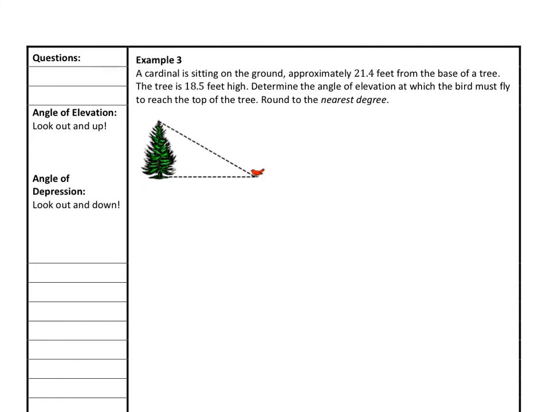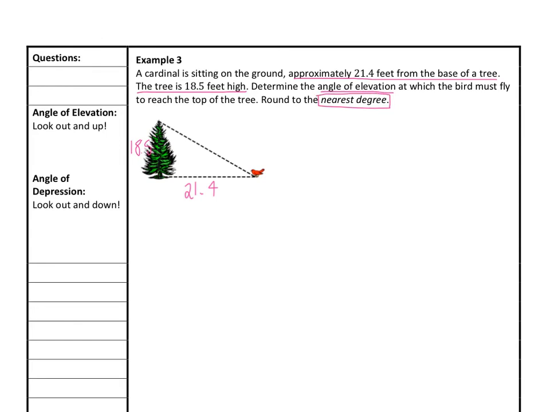So here we go, example 3. A cardinal is sitting on the ground approximately 21.4 feet from the base of a tree. So just in that first sentence, I know the distance from the cardinal to the tree is 21.4, so I'm going to label that 21.4. Make sure my decimal shows up. If we keep reading, it says the tree is 18.5 feet high. So we know the height of the tree here is 18.5. It says, determine the angle of elevation at which the bird must fly to reach the top of the tree, round to the nearest degree.